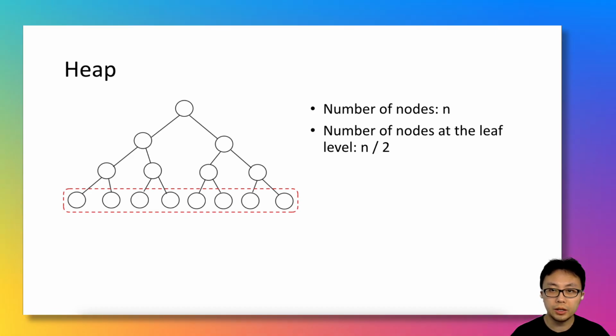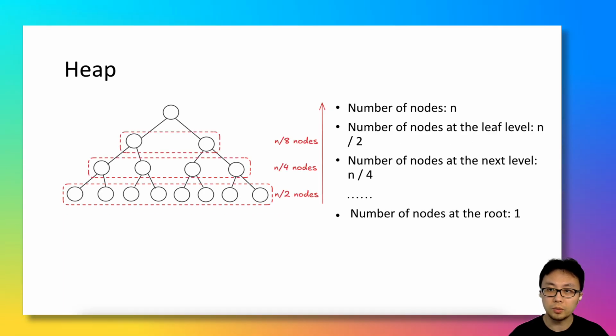More than that, you can further generalize this pattern to the number of nodes in other levels. If you go from the leaf level to the root gradually, level by level, the leaf level contains roughly n divided by 2 nodes. The second bottom level contains roughly n divided by 4 nodes. The third bottom level contains roughly n divided by 8 nodes. When you go up one level, you can estimate its corresponding node numbers at that level by further dividing n by 2.